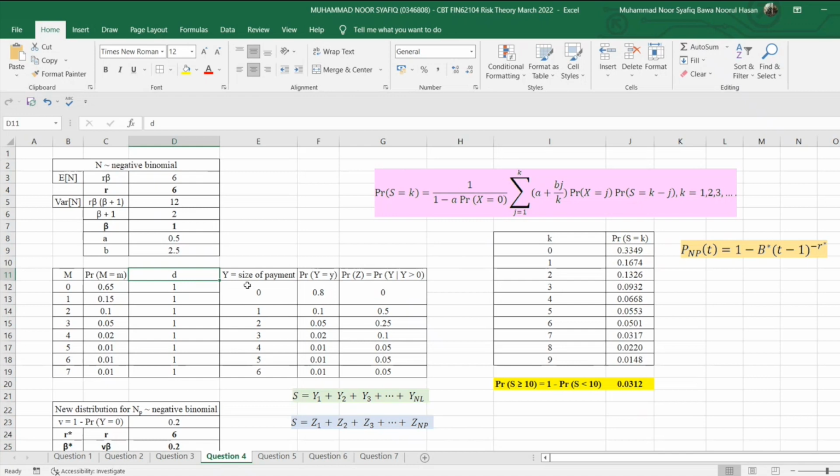To find the size of payment, of course, we have to make sure that the deductible is less than the value of M in order to have a non-zero size of payment. In this case, M equals 0, which is less than the deductible, so there is no payment. And when M equals 1, when we minus the deductible, the size of payment is equal to 0. And this follows for all the other values, where 2 minus 1 until 7 minus 1, we will have Y as the new size of payment, which is from 0 to 6.